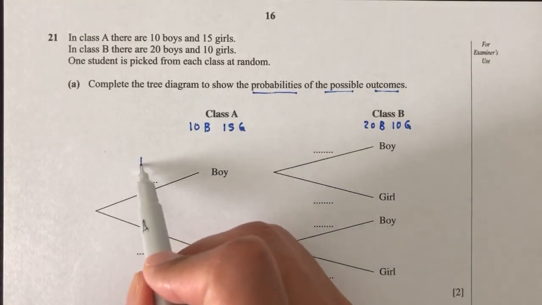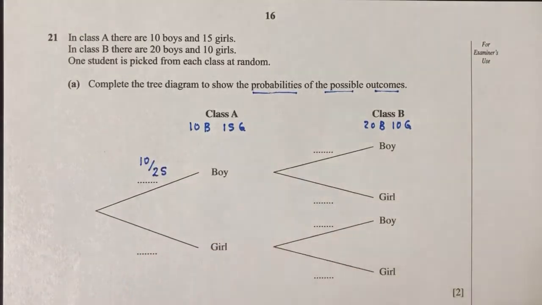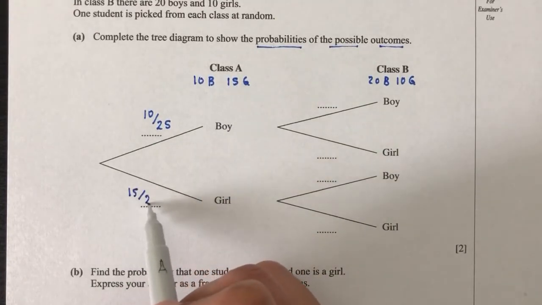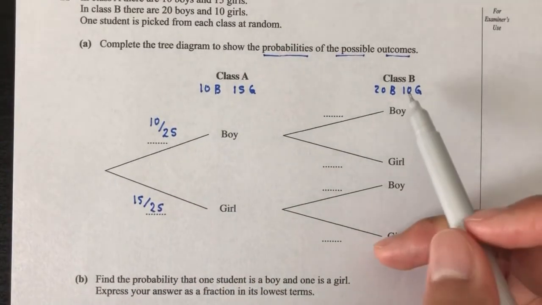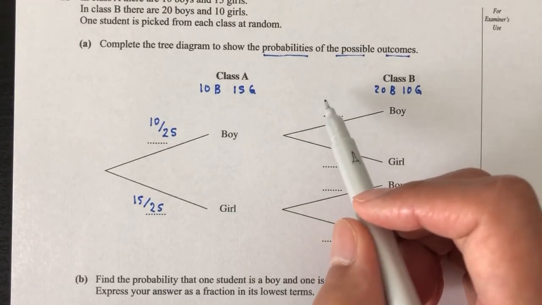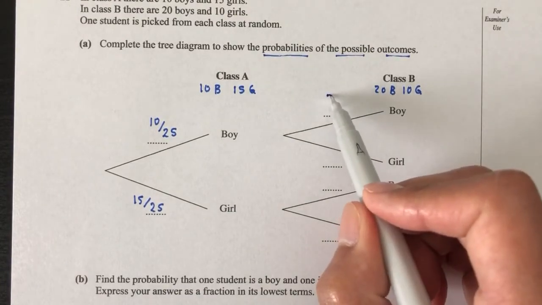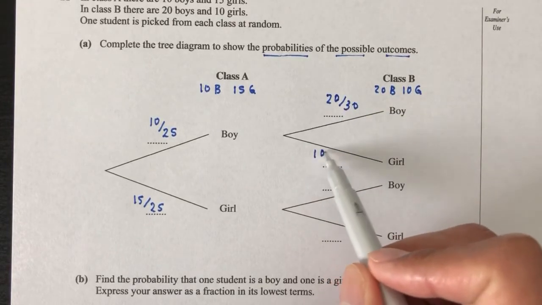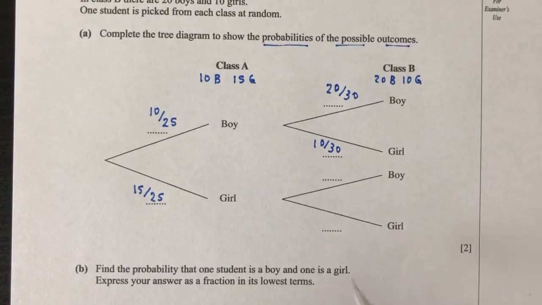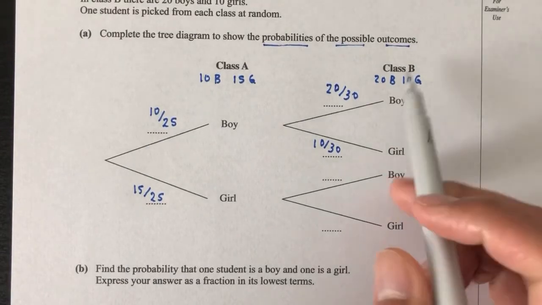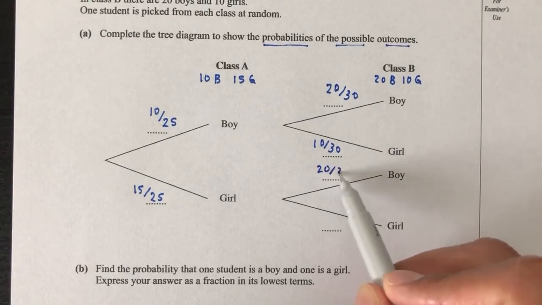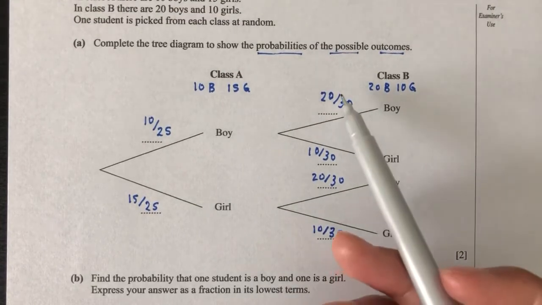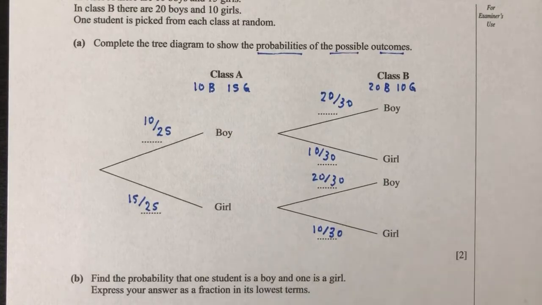It will be 10 over 25. And a girl will be 15 over 25. And for class B, boy will be 20 over 30. Girl will be 10 over 30. And same thing here as well. Boy will be 20 over 30 and 10 over 30. Well, you can always simplify those, but you don't need to, and that's okay.